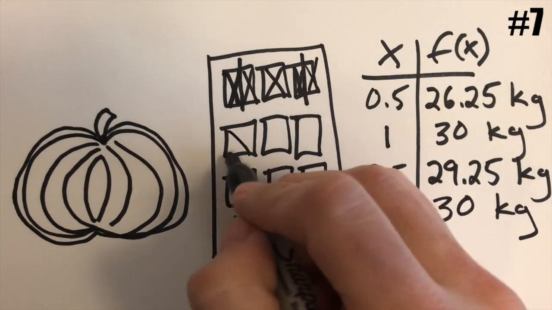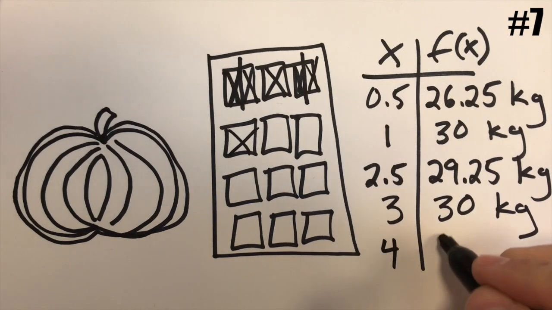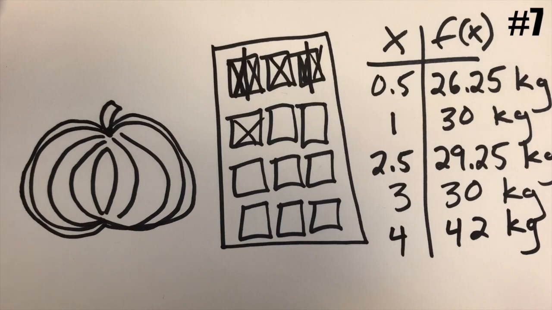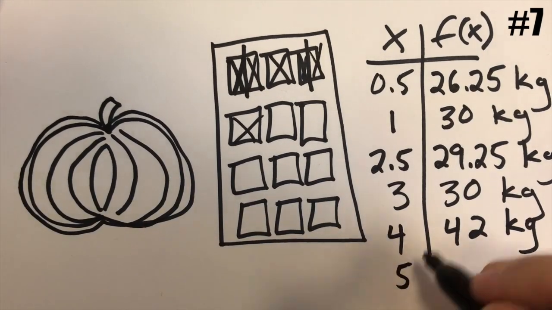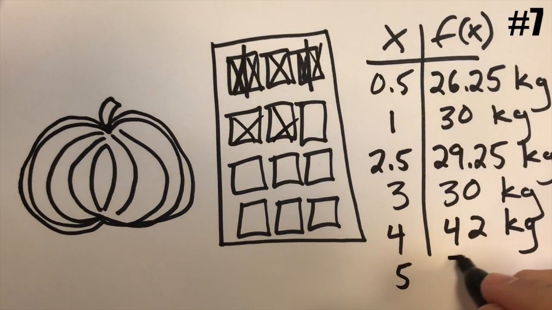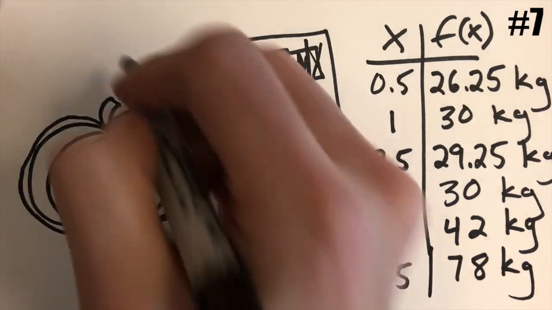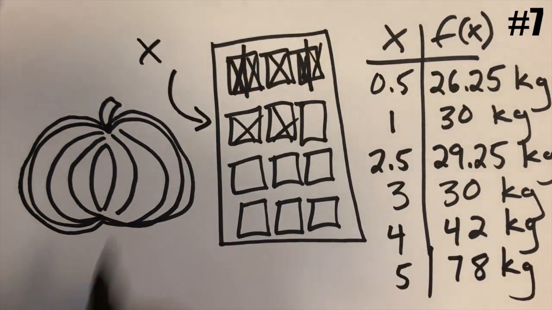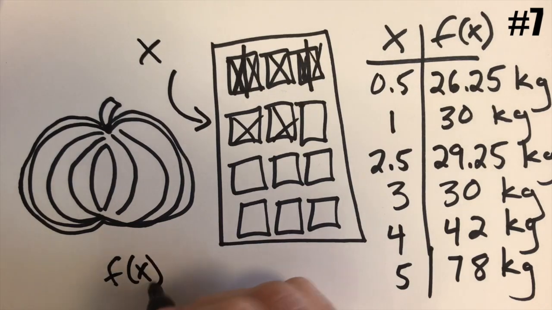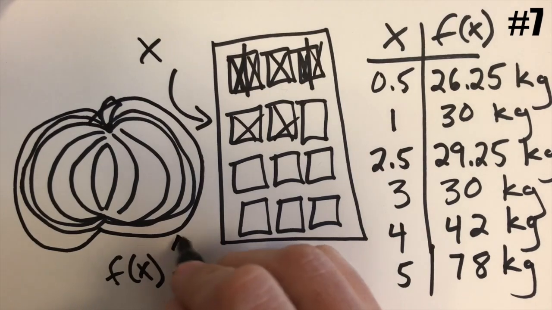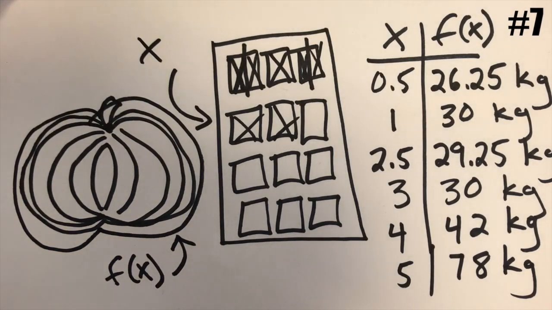After 4 months, now it's really starting to pick up. Maybe they've given it some Miracle Grow or whatever they do when they go for these records. And now after 5 months, it's up to 78. So now it's really starting to pick up. So again, if x is the number of months and f of x is this massively growing, by the end anyway, the mass of that pumpkin.